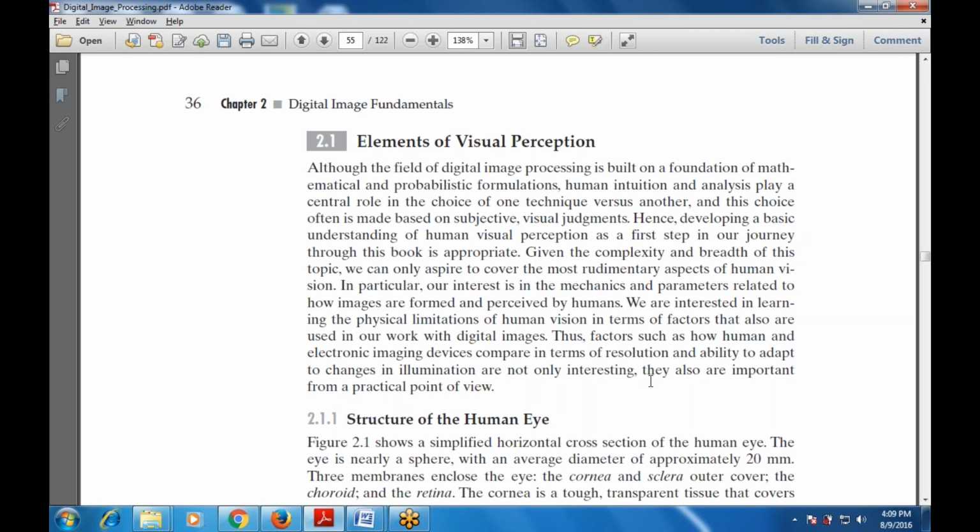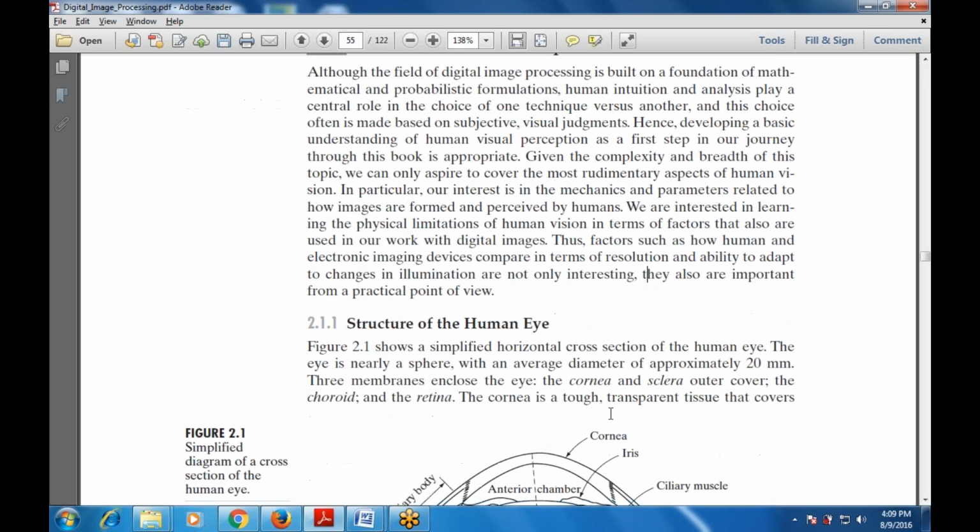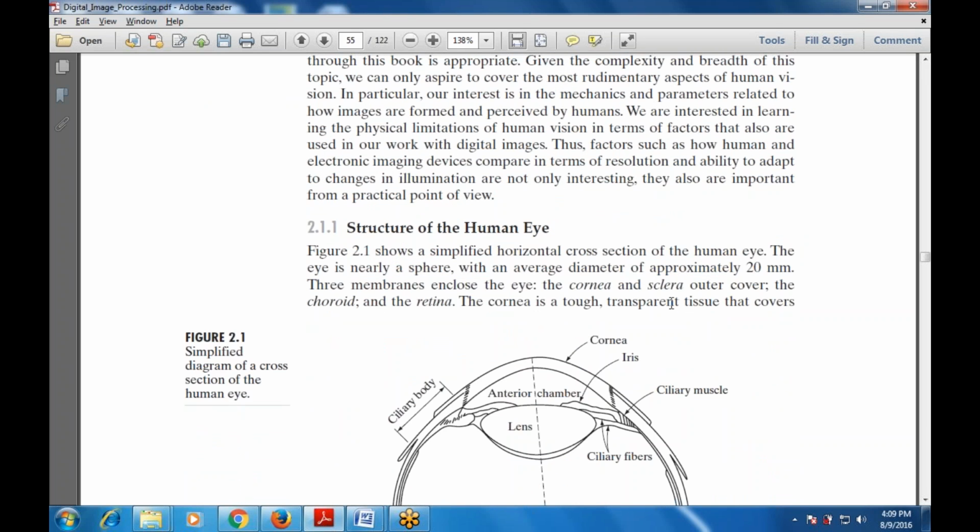The next topic is the structure of the human eye. A simplified horizontal cross section of the human eye is available, and it is nearly a sphere with an average diameter of approximately 20 mm. The eye has an outer cover, the cornea and sclera, then the choroid, and the retina.